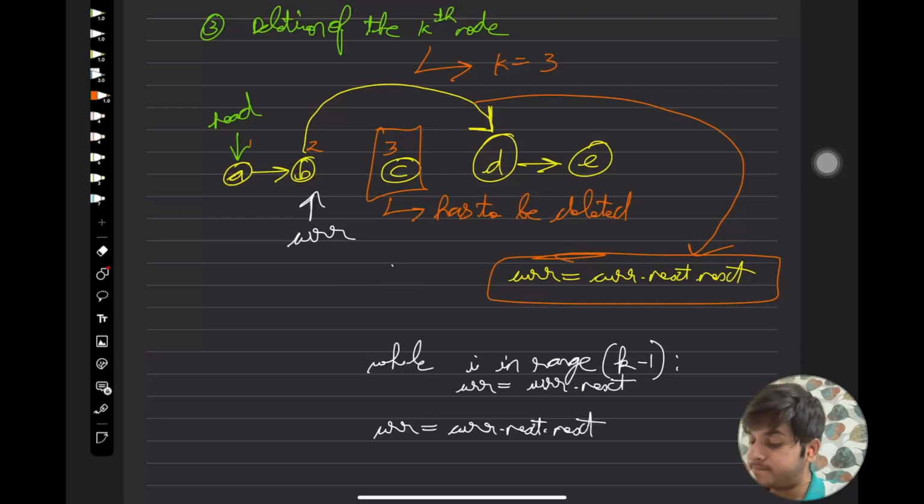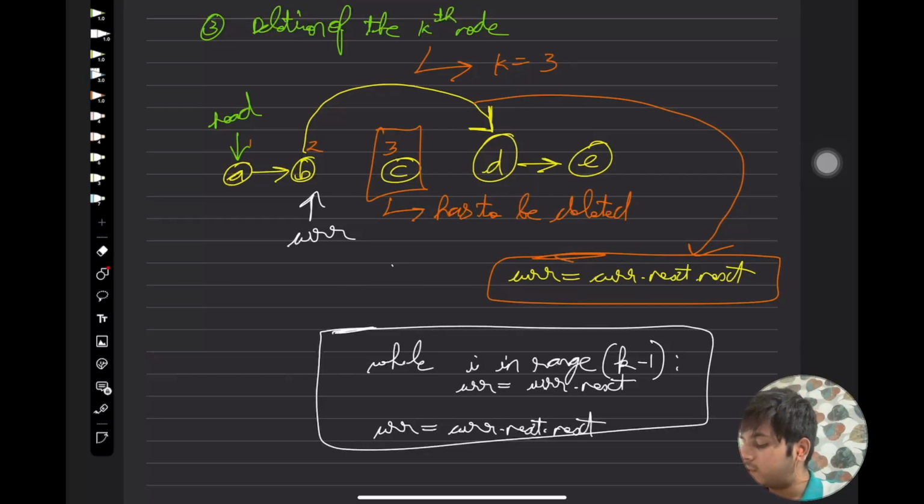So yeah, this is your code for deletion of the kth element. So that's pretty much it.